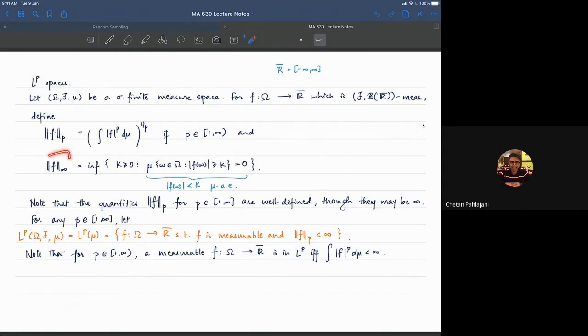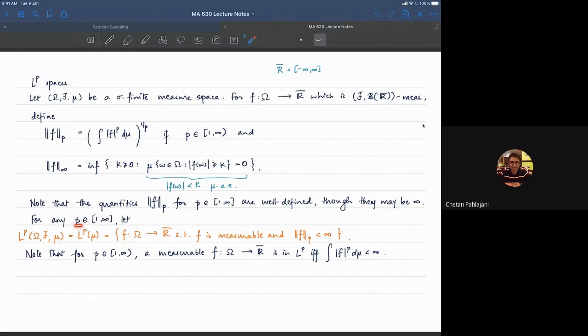And take this symbol, the infinity norm of f, to be the infimum of k greater than or equal to 0 such that the absolute value of f(omega) is less than k mu almost everywhere. Of course, this integral may end up being infinity, and there may be no constant k satisfying this, so this may be infinity. So these quantities, norm f p for p in [1, infinity], are always well defined, though they may be infinity.